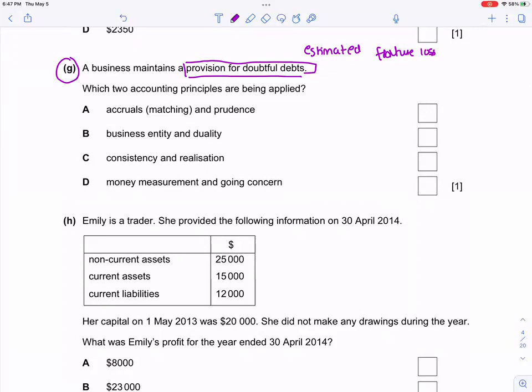I think consistency and realization. No. See, whenever you're making any provisions for estimated future loss, that means you're being prudent. What is prudence? Prudent means you're being very careful. Whenever you think that you're going to have a loss, you record for it. That is being prudent.